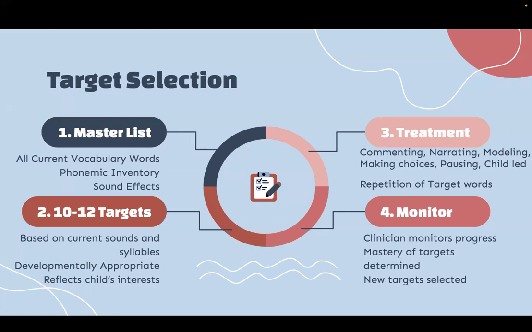Step 4 occurs throughout treatment. The clinician monitors the child's vocabulary acquisition progress and determines what percentage of mastery the child has achieved of their target words. New targets are selected once the child has achieved mastery of previous target words.